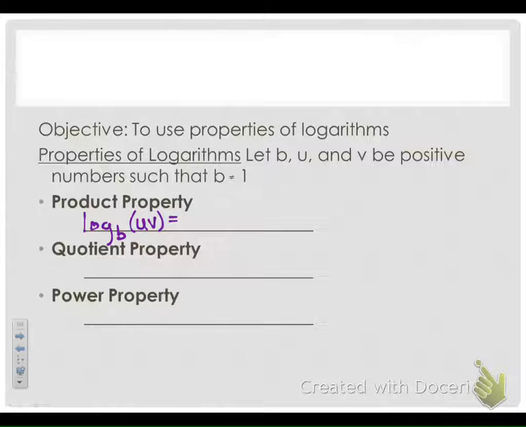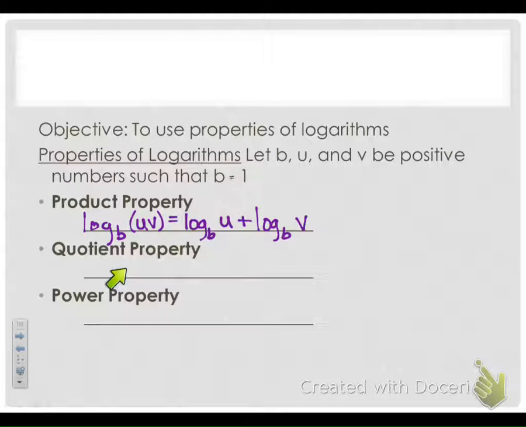I can separate those and say that the log base b of one factor, I can separate these by adding the two factors' logarithms together. This is a property we're going to practice over the next couple days. So product property, if I start off with a logarithm of a product, I can separate it.